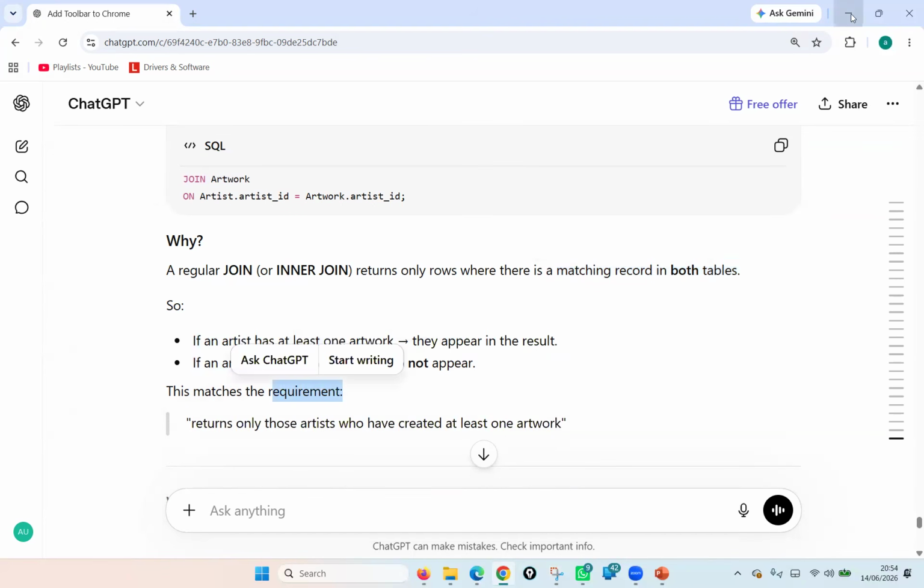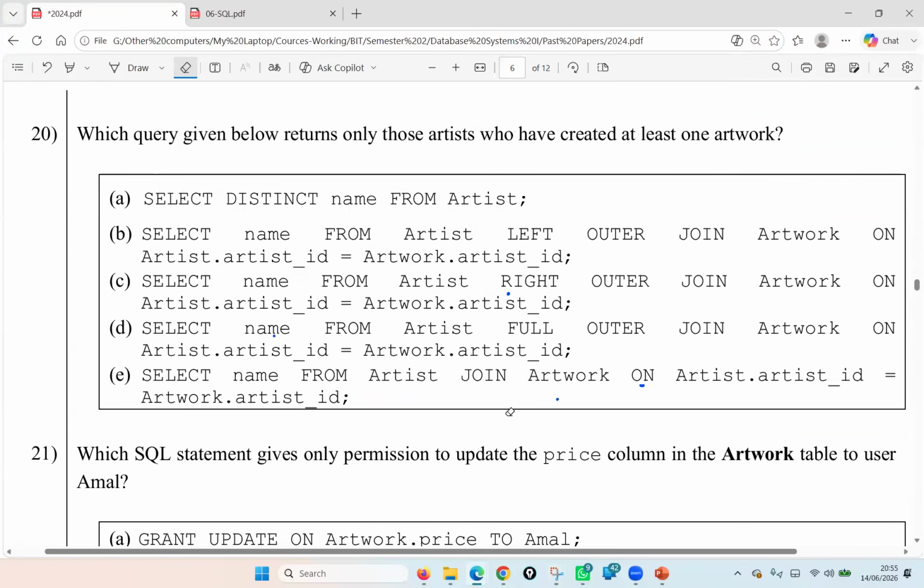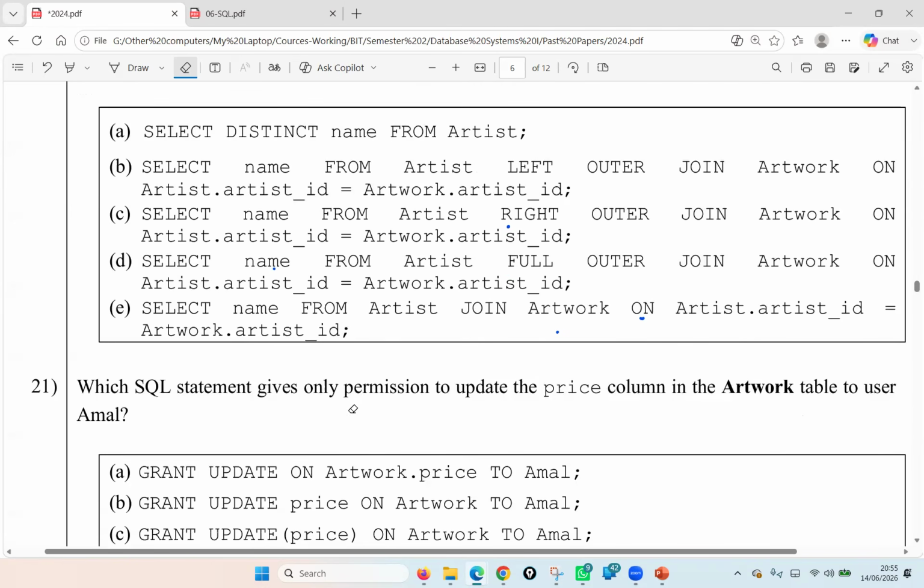Right. So just make a note of that. If you have just join, that means inner join. Okay. Because I was looking for inner join, since it can't be left join, right join, or full join. So basically join means inner join. Inner join means we take only when there is a connection. Right. That is correct. Okay.